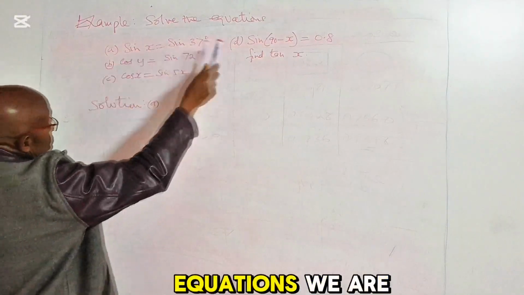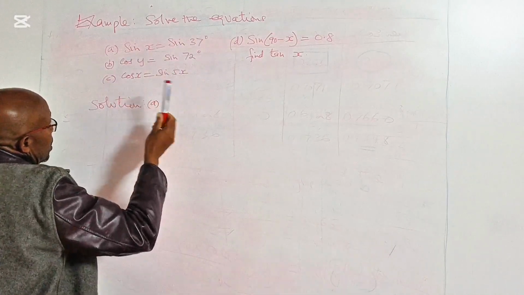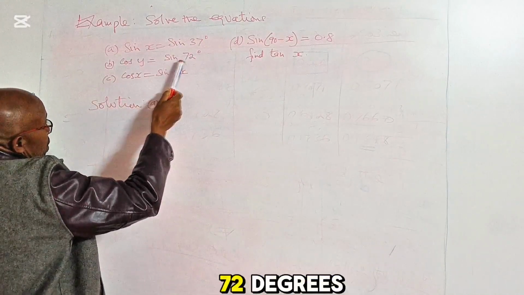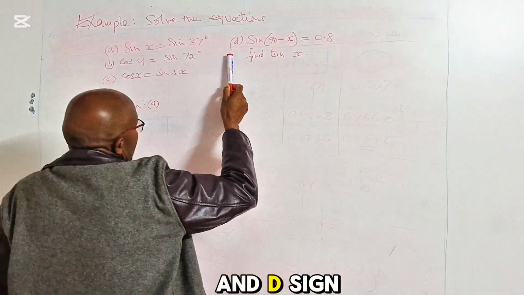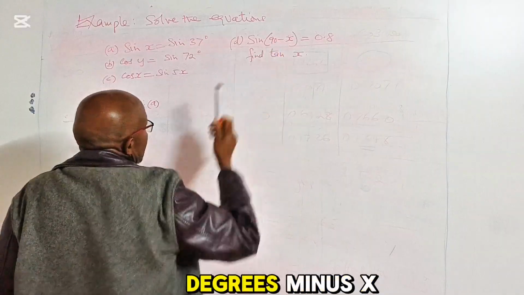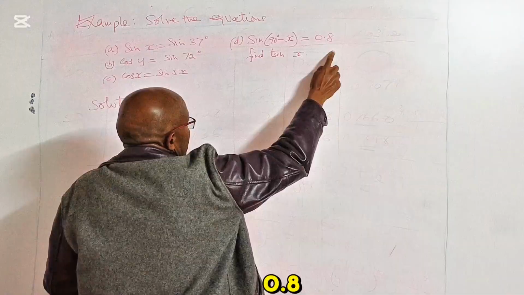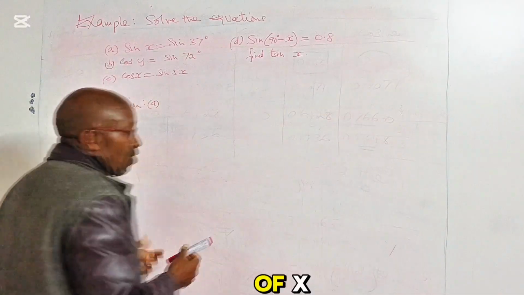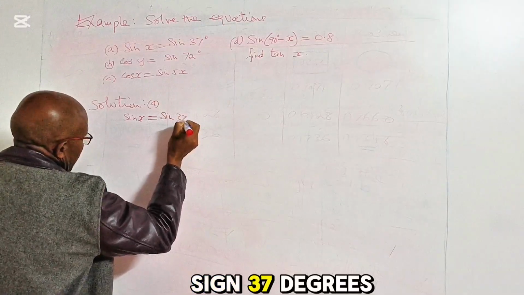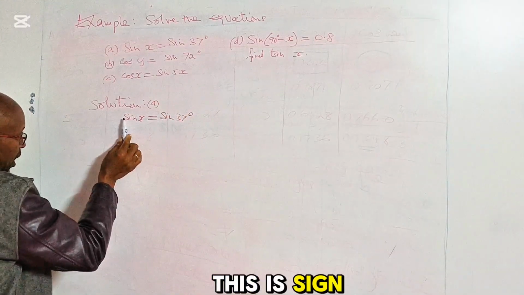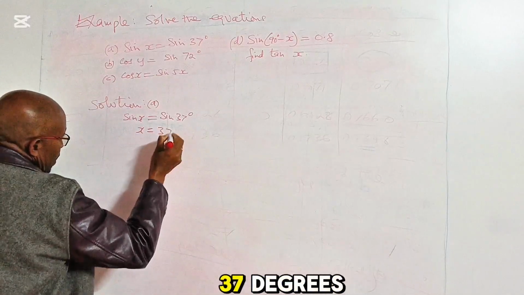Example, solve the equations. We are given A, sin x is equal to sine 37 degrees. B, cos y is equal to sine 72 degrees. C, cos x is equal to sine 5x. And D, sine into bracket 90 degrees minus x, close the bracket, is equal to 0.8. Then you have to find tan of x. A, sin x is equal to sine 37 degrees. This is sine, and the other side we have sine. Therefore, our x is equal to 37 degrees.